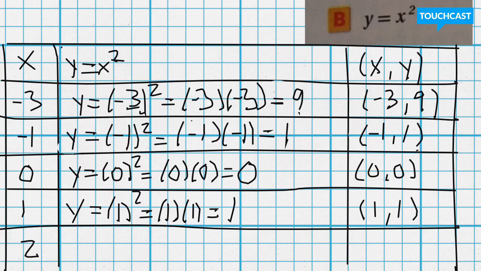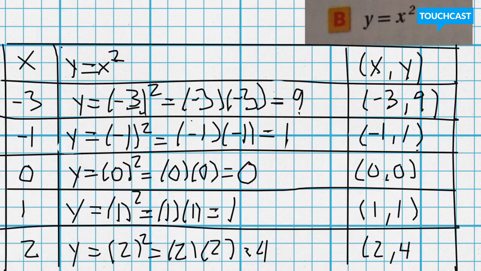Let's substitute in 2. Y is equal to 2 to the second power, which means we multiply 2 by itself 2 times. 2 times 2 is 4, so our ordered pair is 2, 4. Now we can move on to step 2 and graph the points to see if there's a pattern.